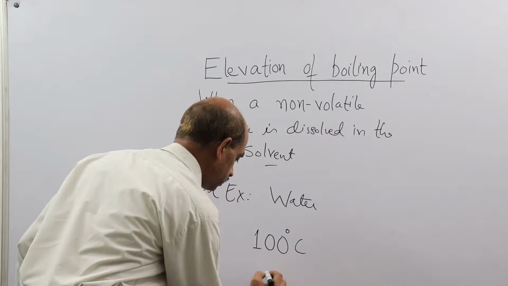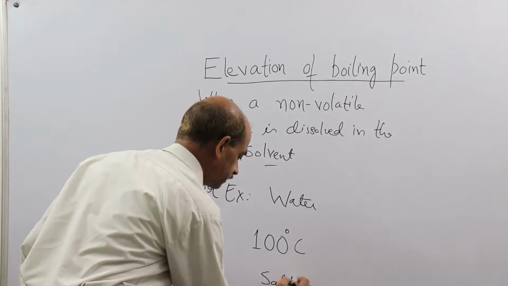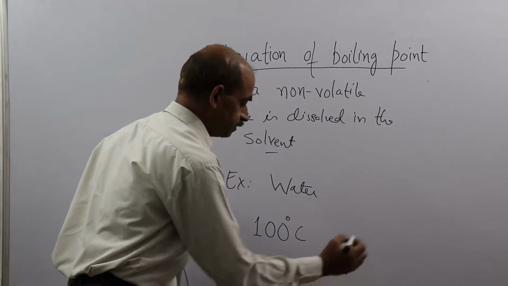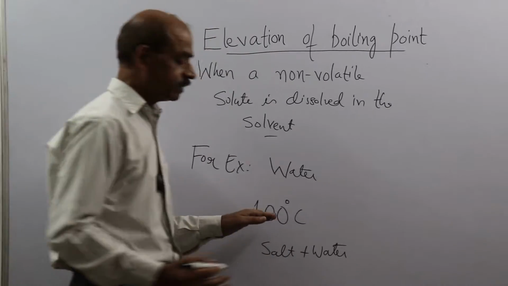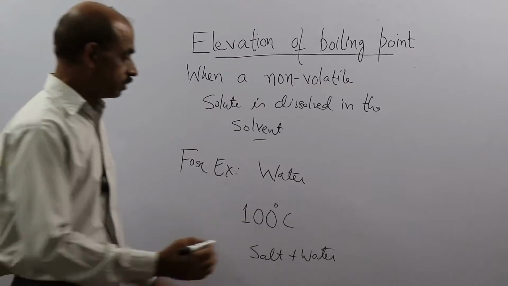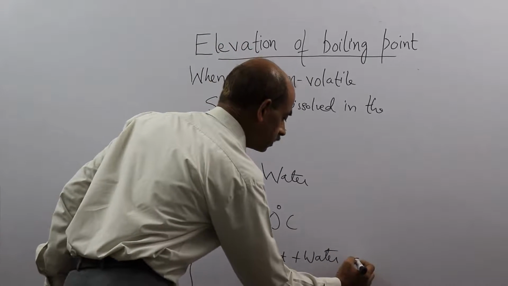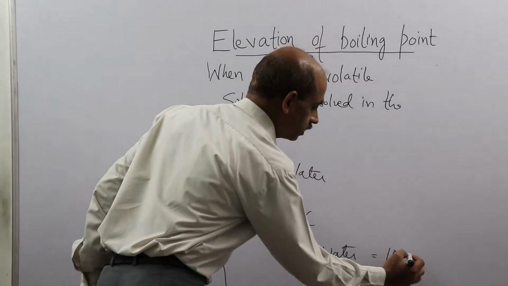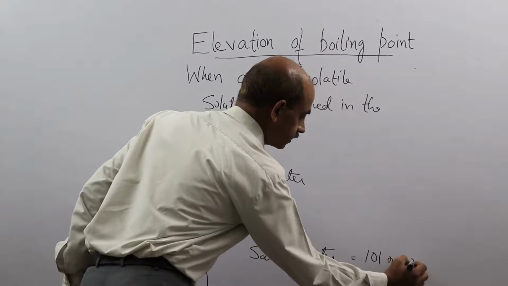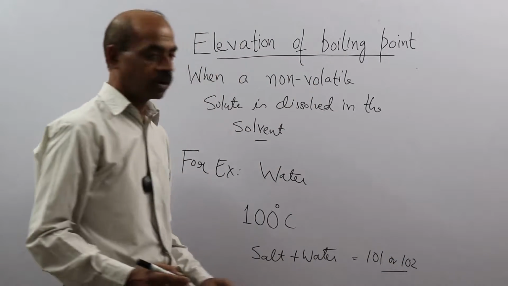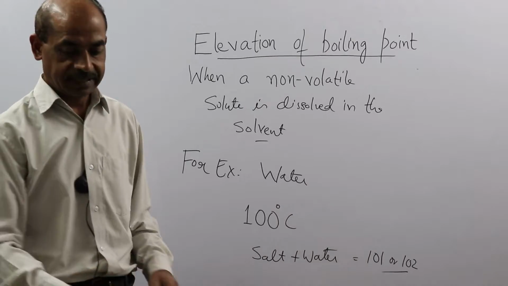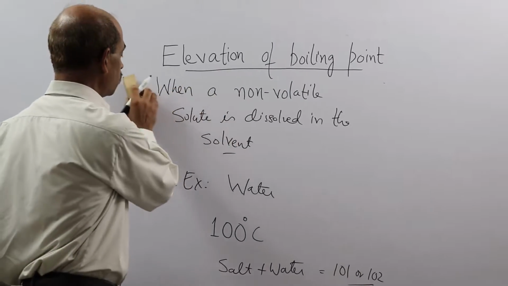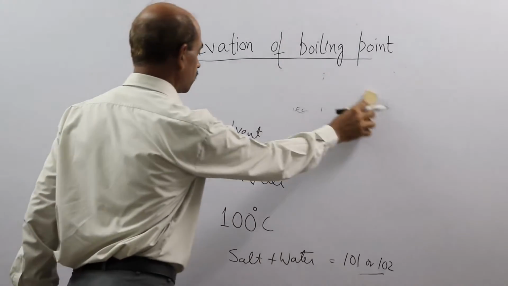Suppose we dissolve salt in water. Then the boiling point of water will be more than 100 degrees Celsius. It may be 101. We can take the example of 101 or 102, depending upon how much salt we have dissolved in water. And I am telling you why it causes the rise in the boiling point.